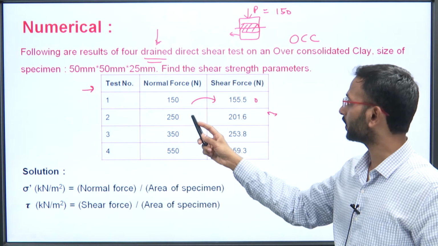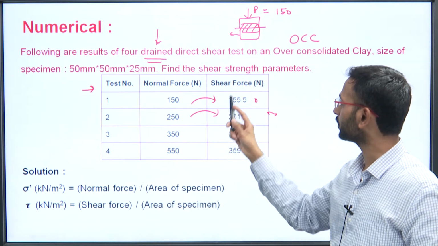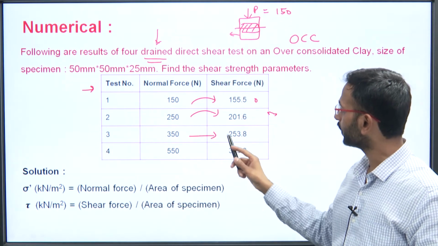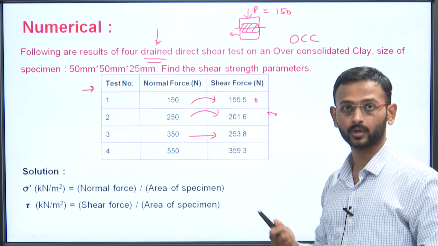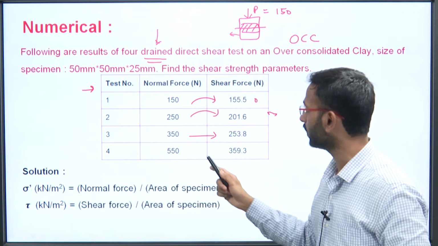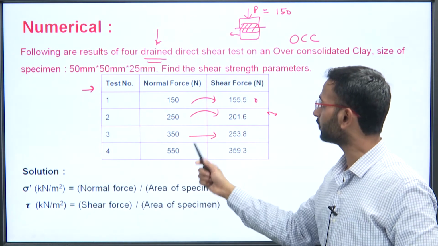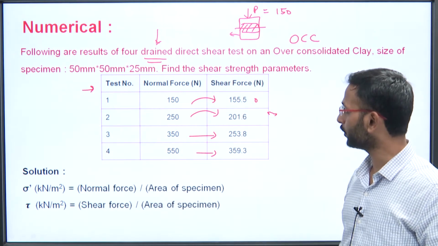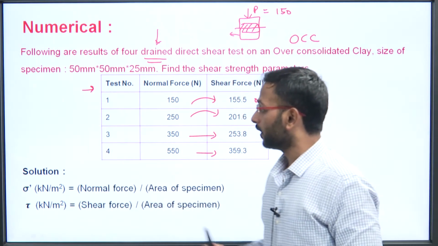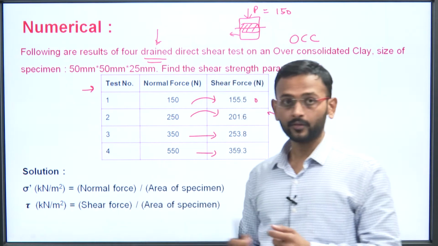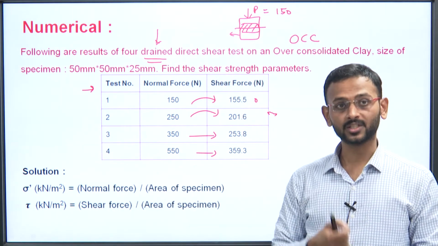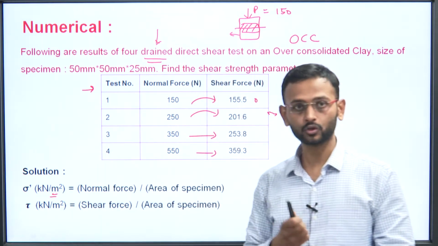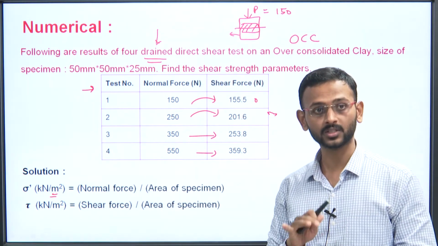Similarly, 250 is the normal force and there is the corresponding shear force, and similarly for a normal force of 350, they observed a shear force of 253.8 at the failure point. Then when a normal force of 550 was applied, they observed that a force of 359.3 Newton was acting at the time of failure. Okay, when you have to find the stress values, then we have to simply take the area of the soil specimen on which the force is acting.